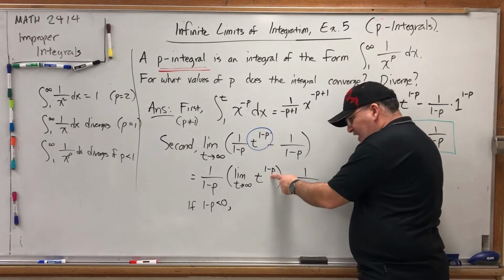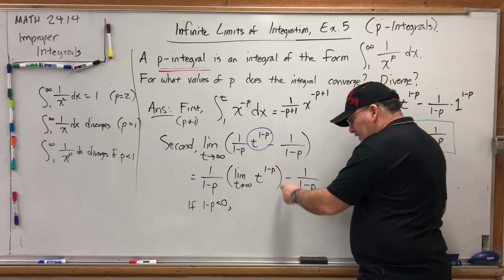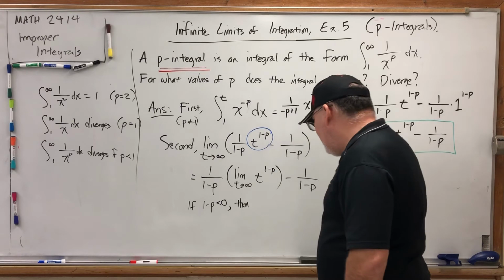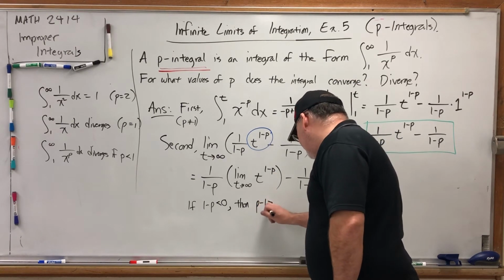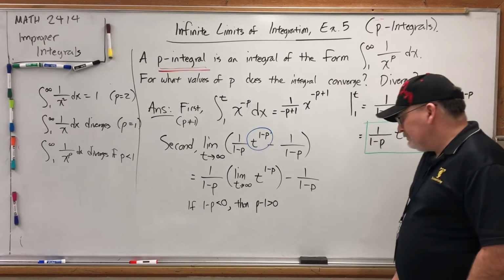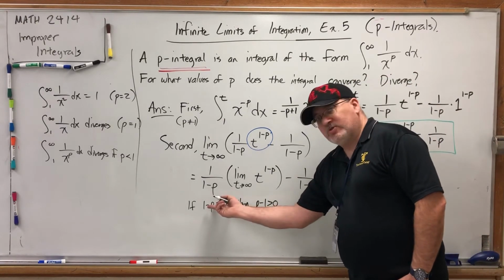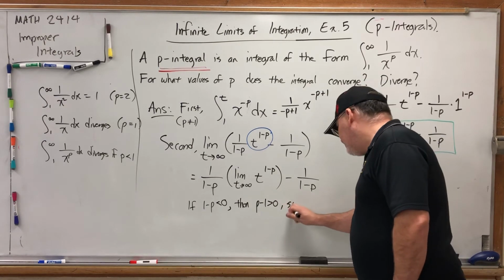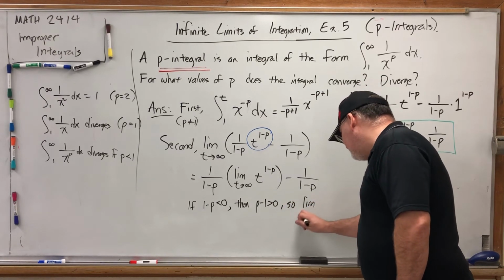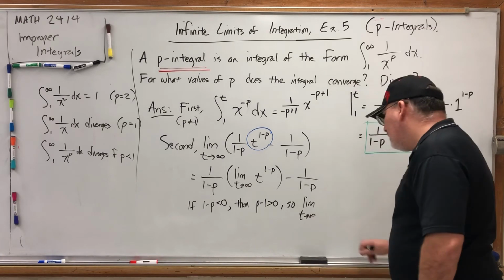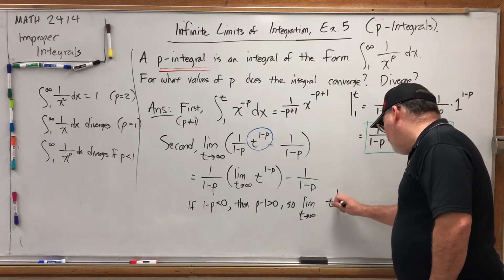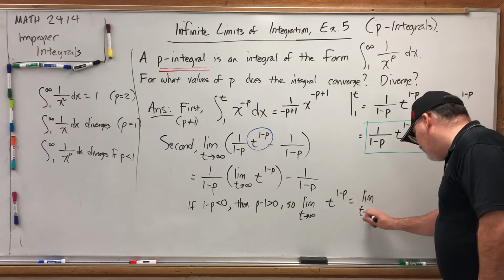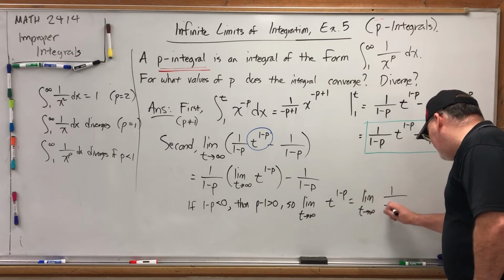If this power is negative, then p minus 1 is positive. Let that sink in. If you have a negative number for a subtraction problem, reverse the subtraction problem, it comes out positive. So the limit as t approaches infinity of t to the 1 minus p is equal to the limit as t approaches infinity of 1 over t to the p minus 1.